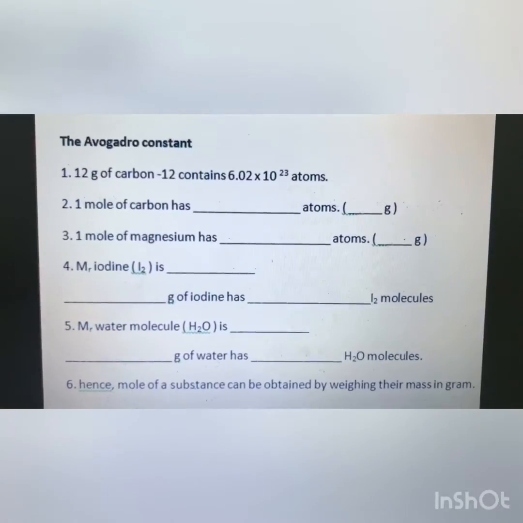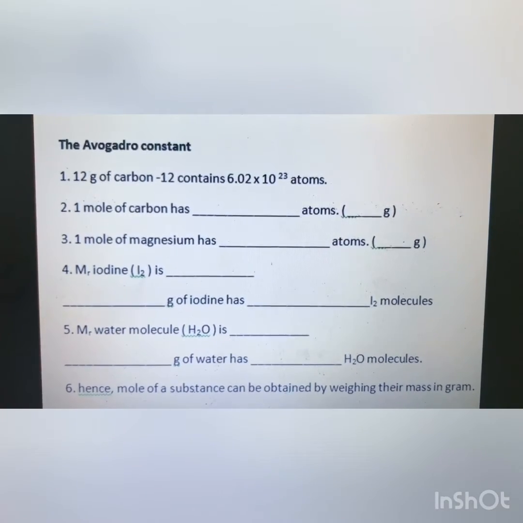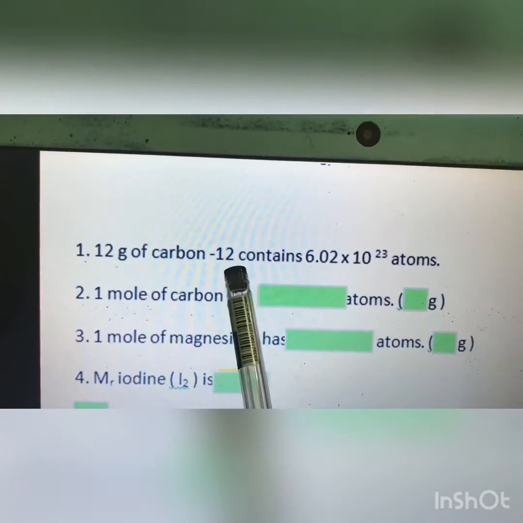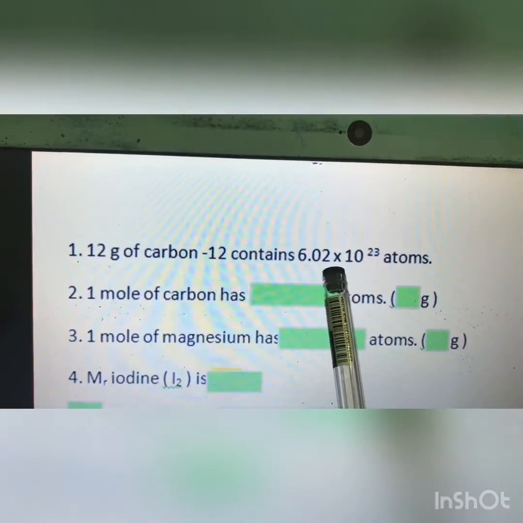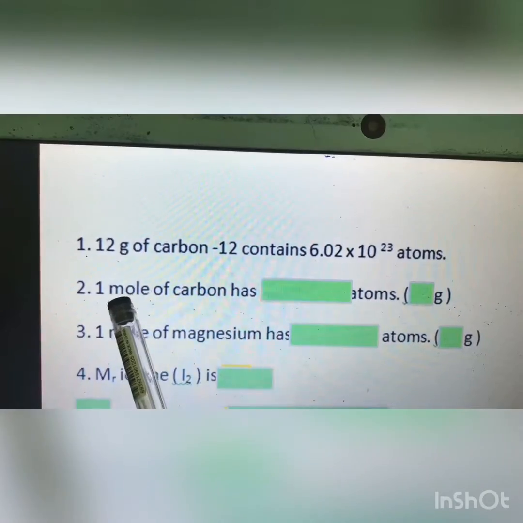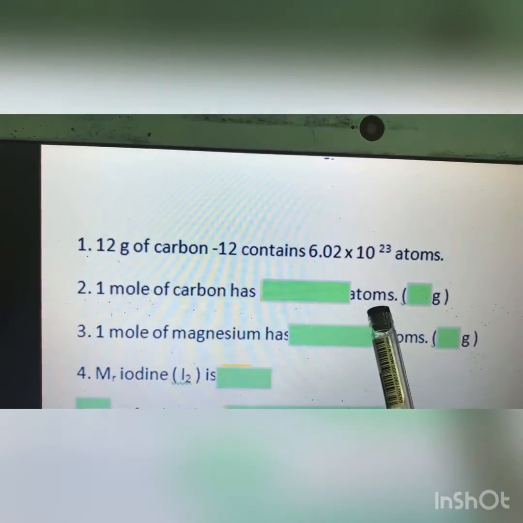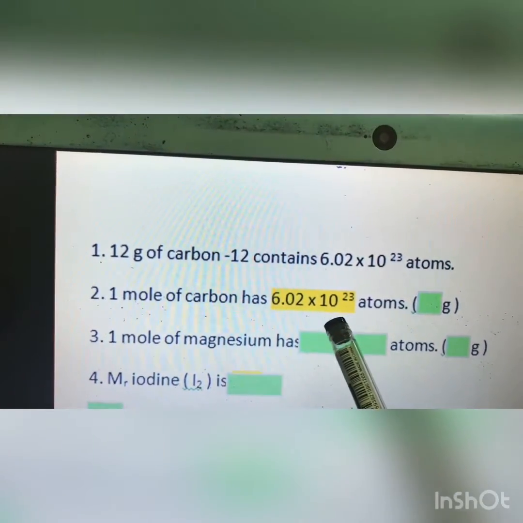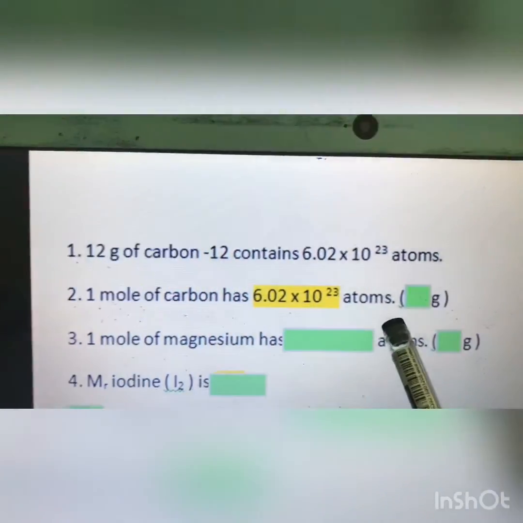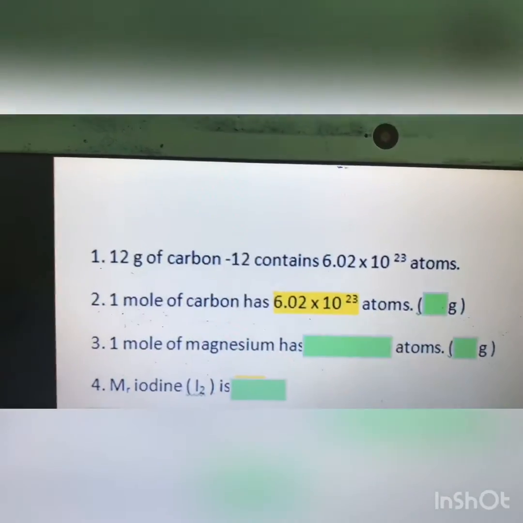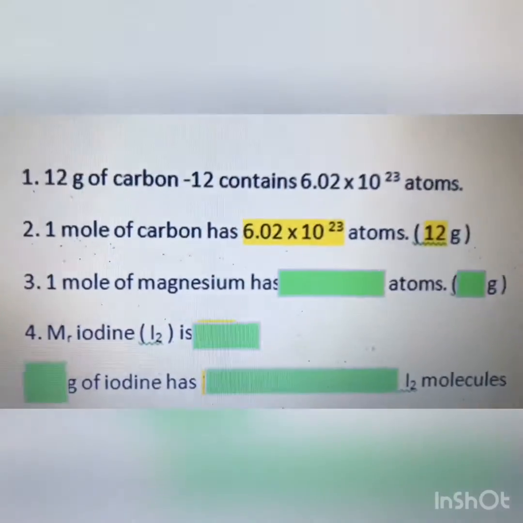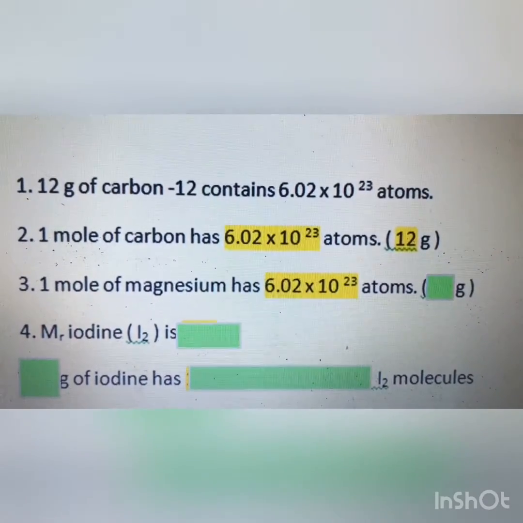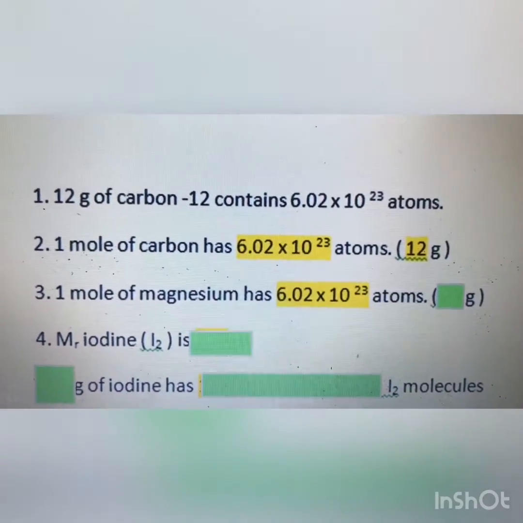Please spend a little bit of your time to fill in the answer here. So you see 12 gram of carbon contain this number of atoms. So 1 mole of carbon has how many atoms? The answer is there are 6.02 times 10 to the power of 23 atoms. How many gram? So refer to this one, 12 gram. What about 1 mole of magnesium? Same number of atoms, but different mass.